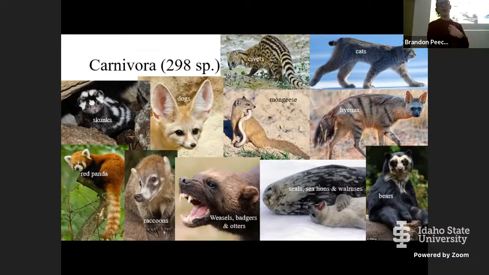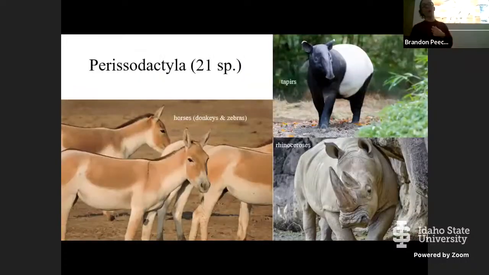The next order of placental mammals are the odd-toed ungulates. Things like horses, lots of species of horses, donkeys and zebras are part of that group. Rhinoceroses and tapirs. Has anybody not seen a tapir before? Tapirs are forest dwellers, but they're still in South America and Southeast Asia. They are distributed all over the place. Tapirs have those nice long noses sniffing around, but really good, really intense herbivorous teeth.